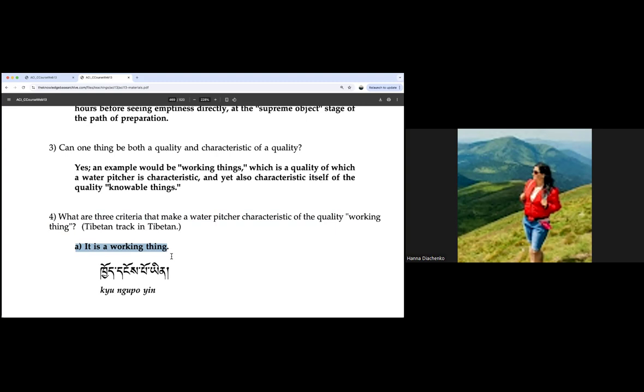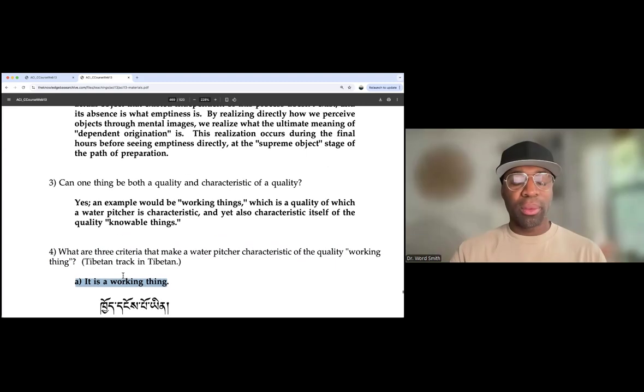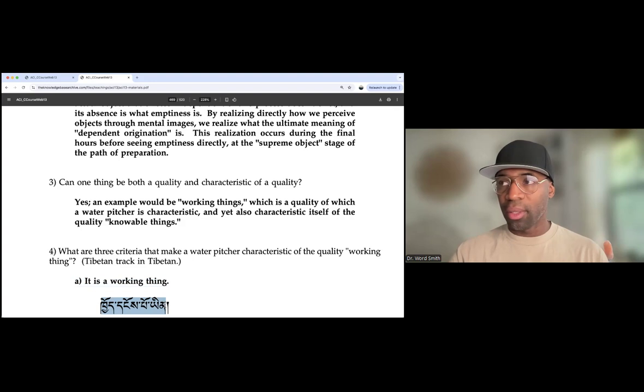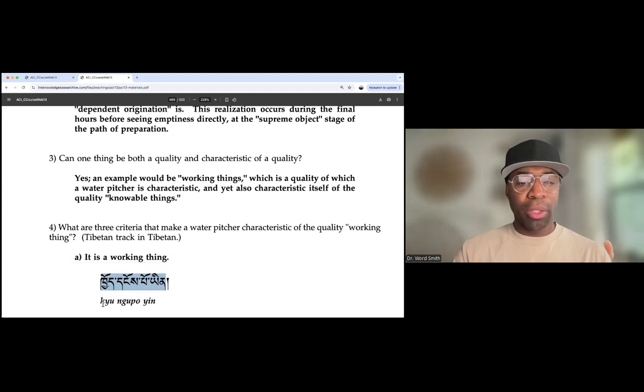It is a working thing. Can you read the Uchan? Hannah, read the Uchan. She's not saying anything. Ngupo yin. Ngupo means working thing. Yin means is. Q means it in this case. It can mean you in other cases.